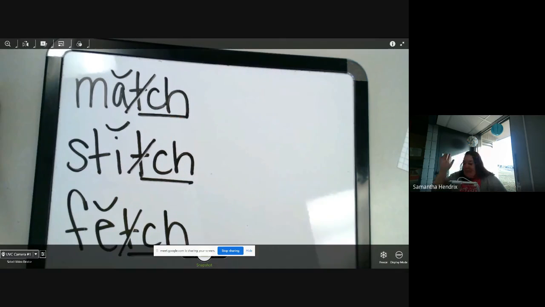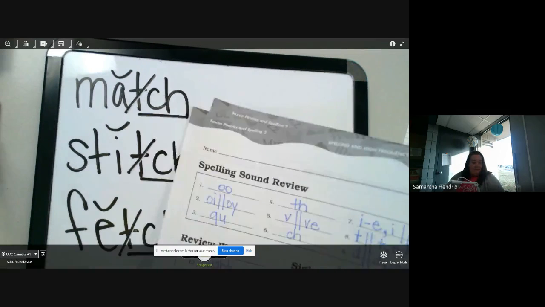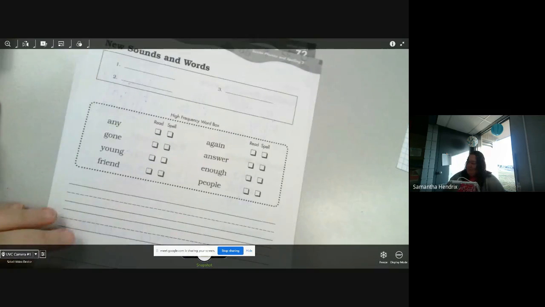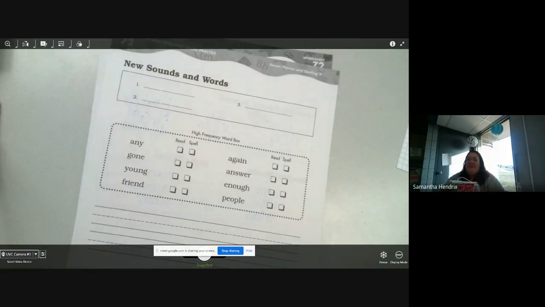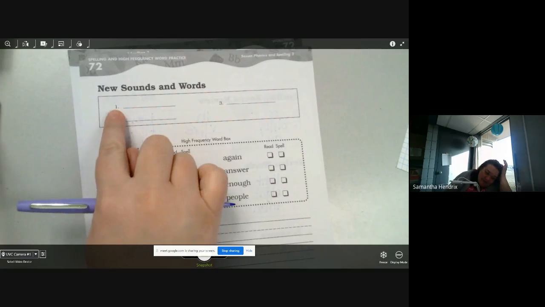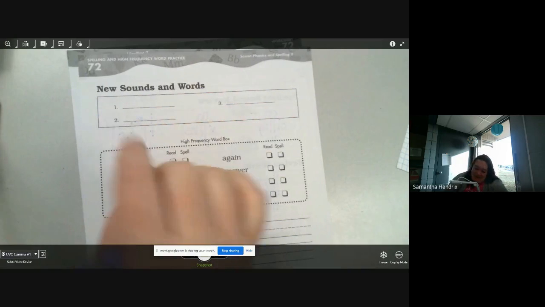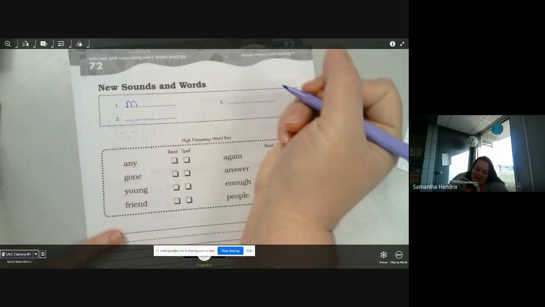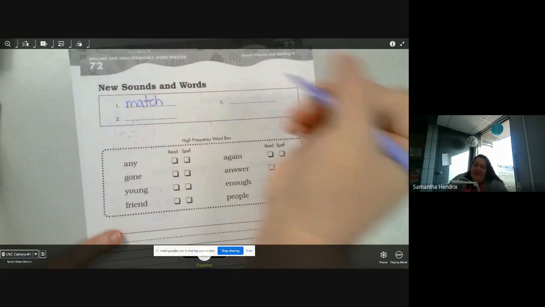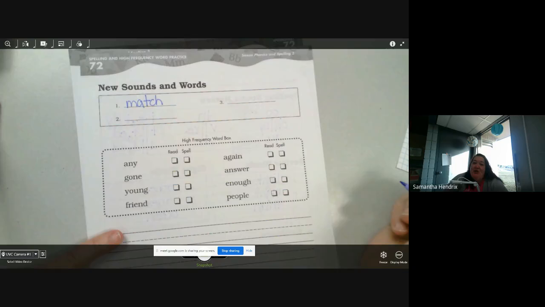Okay, so get your sheets back out and turn to the back of the spelling high frequency. Let's look at our new sounds and words. So let's spell some that have the new trigraph TCH. Put your finger on number 1 and spell match. We just did that one. Okay, number 2, stretch. That's one of our blends.